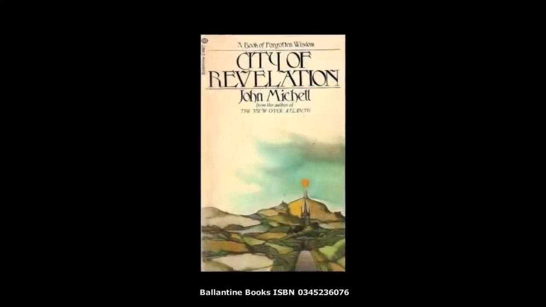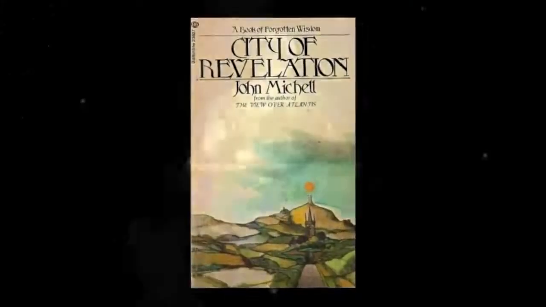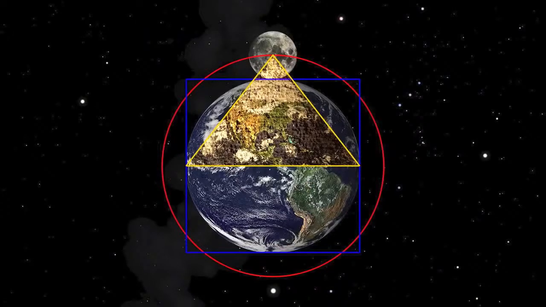In City of Revelation, John Michell showed in a simple diagram how the Great Pyramid encodes not only the proportions, but the dimensions of the Earth and Moon and the distance between them. Start with a 3-4-5 Pythagorean triangle. Draw a square of edge length 3 on the side, and inscribe a circle in it to represent the moon. Then draw a mirror 3-4-5 triangle opposite.